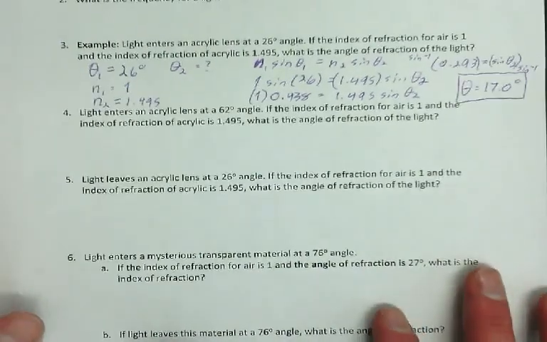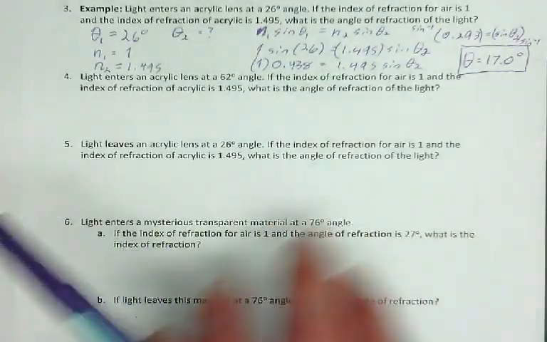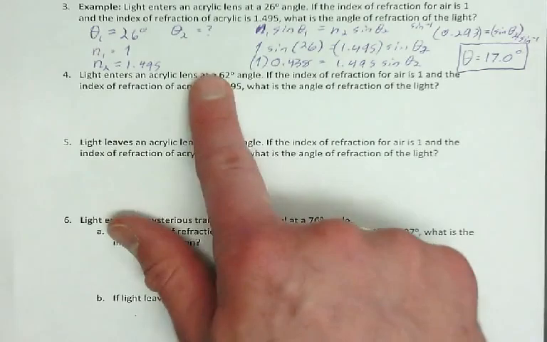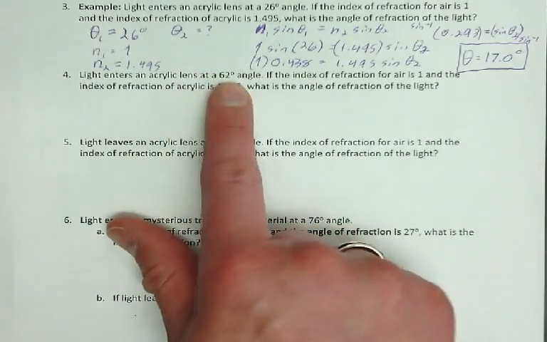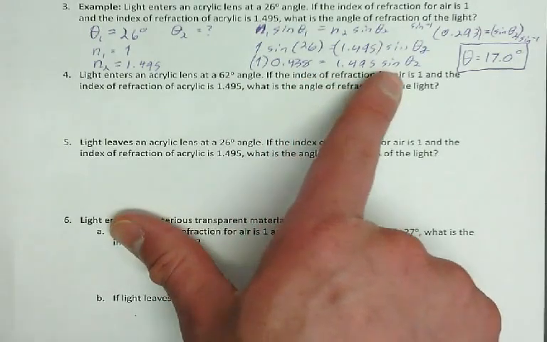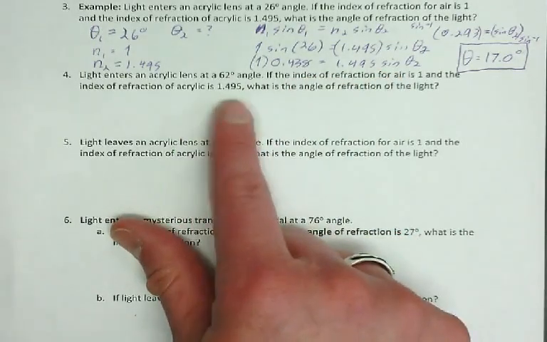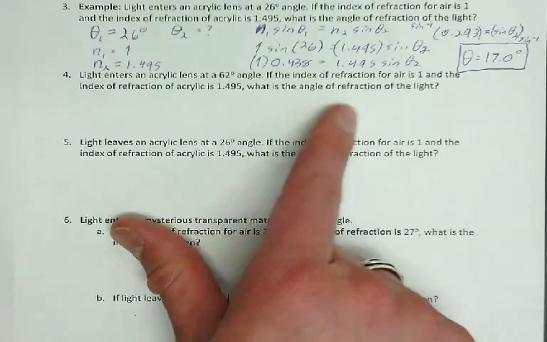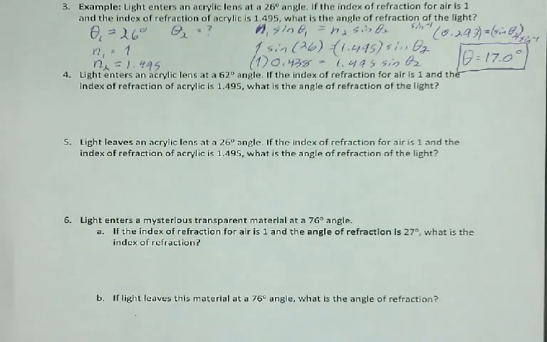So I want you guys to try 4, 5, and 6. So 4 is it enters acrylic at a 62-degree angle. Find the index of refraction for air. What's the angle of refraction of the light? So again, same basic thing, but it changed the angle, so you'll try that one first.